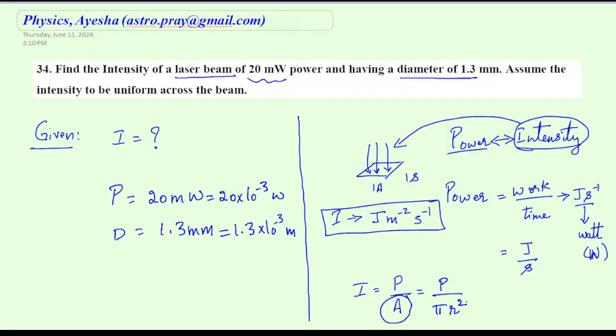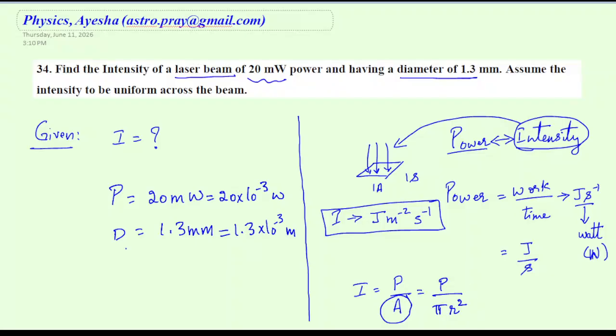Why are we taking area as pi r square? We could have taken that as square also, right? Are we assuming that it is a circular area? No, it is necessarily a circular area because we are talking about the laser beam. A laser beam cannot be square in shape, right? Obviously, it has to be circular. That's why we are taking circular area over here.